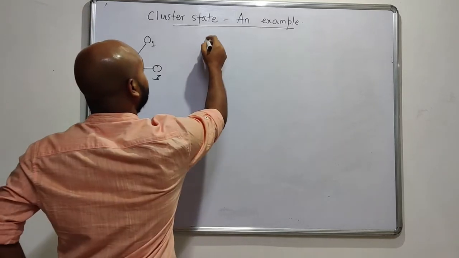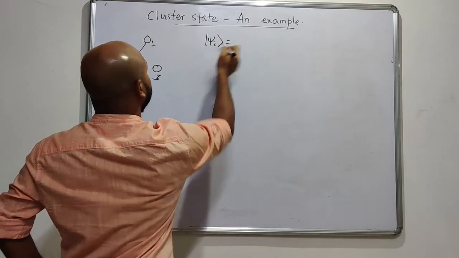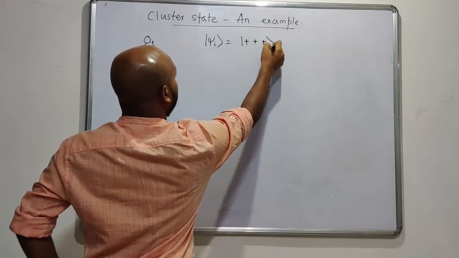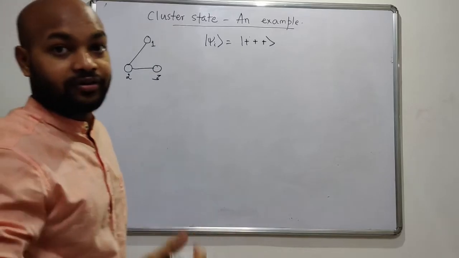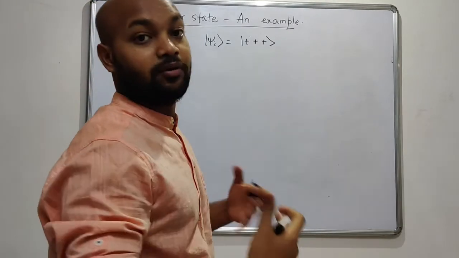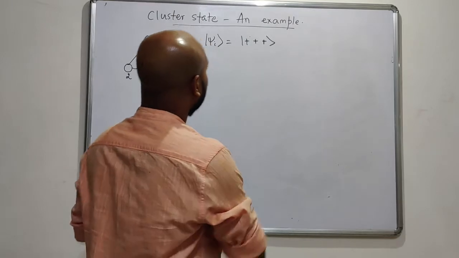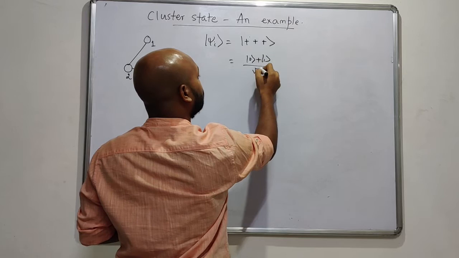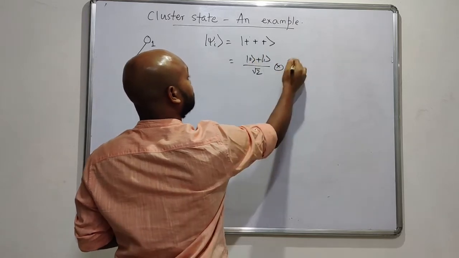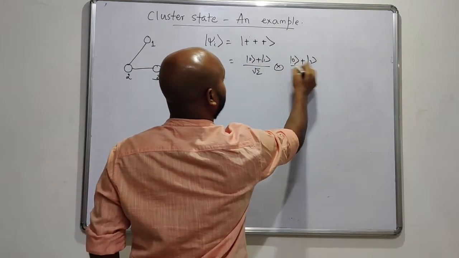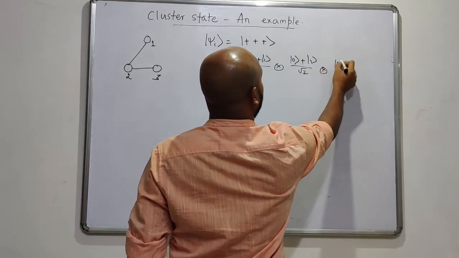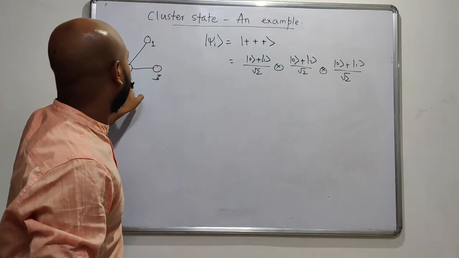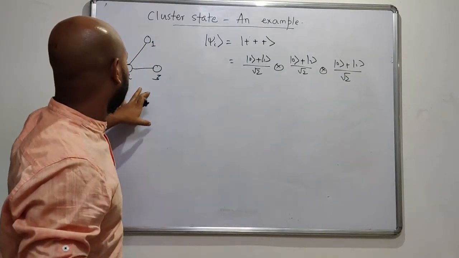My initial state is, certainly there are 3 qubits, so I take a plus plus plus state. As we have already discussed, cluster states are taken from the plus states basically. This plus is nothing but (0 plus 1)/root 2, then this plus is again (0 plus 1)/root 2, and then (0 plus 1)/root 2. So I have the 3 qubits in place.